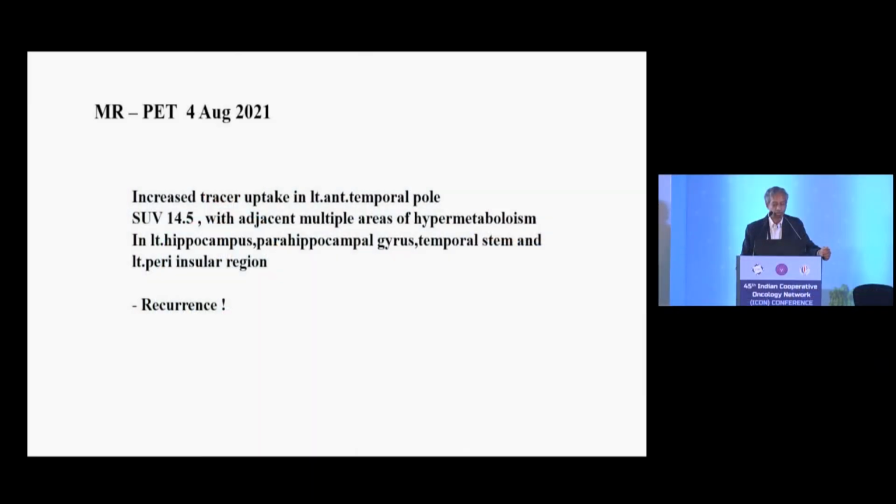So my radiation oncologist was really not very clear as to what this was, and discussion with the radiologist again was not conclusive. So what he asked was a MR PET scan. So this was done on 4th August, and this showed increased tracer uptake in the left anterotemporal pole, SUV of 14.5, with adjacent multiple areas of hypermetabolism in the left hippocampus, parahippocampal gyrus, temporal stem, and left peri-insular region. So very clearly telling us there is recurrence.